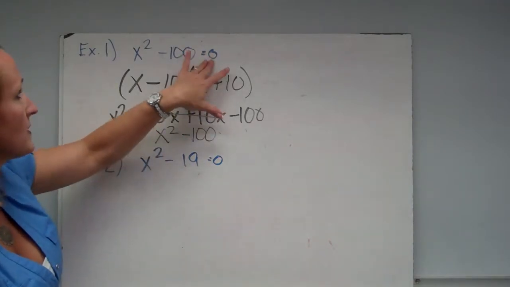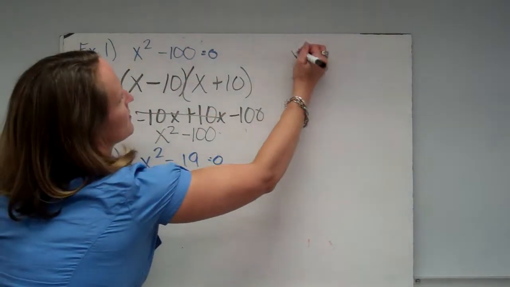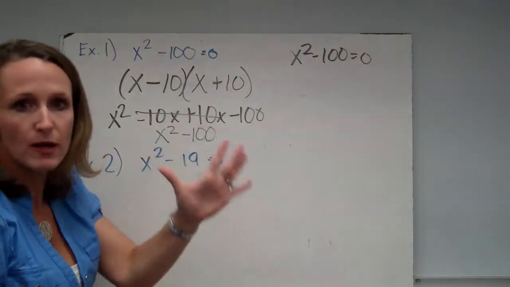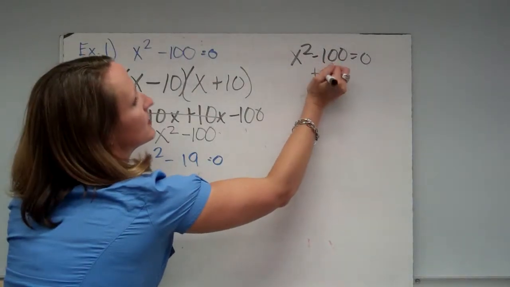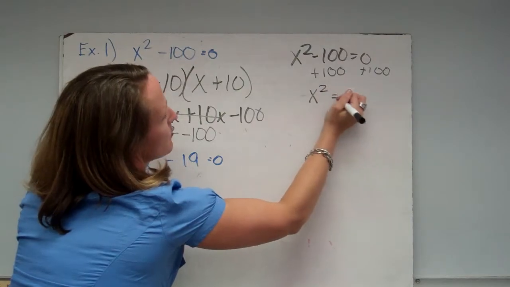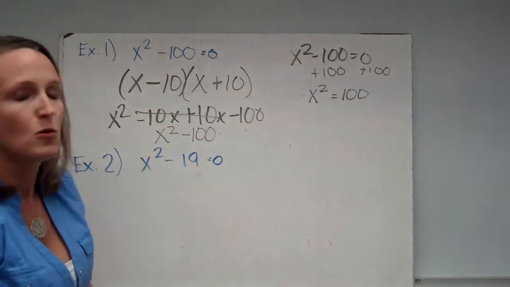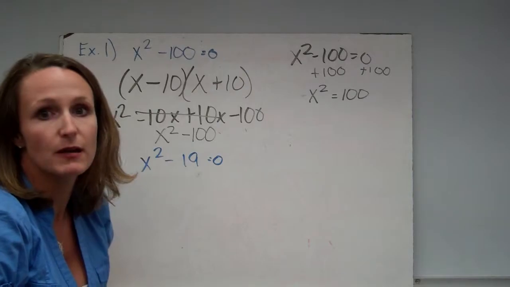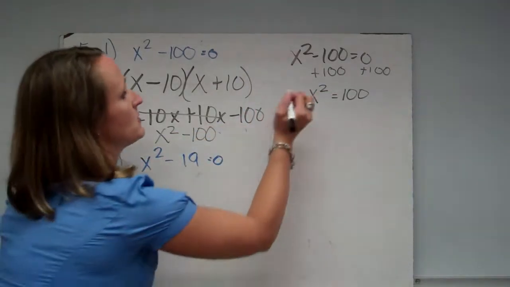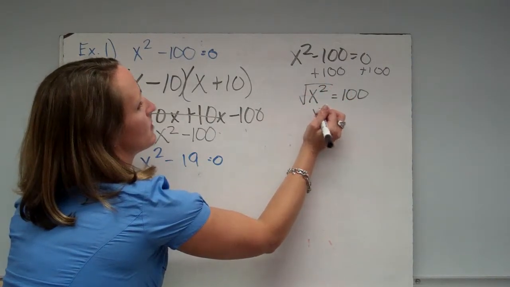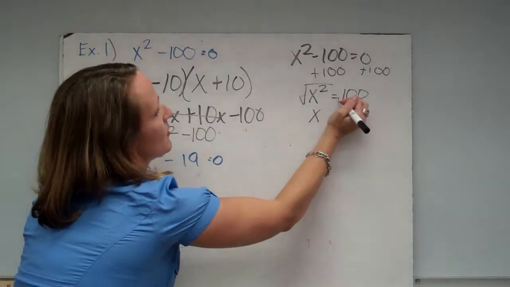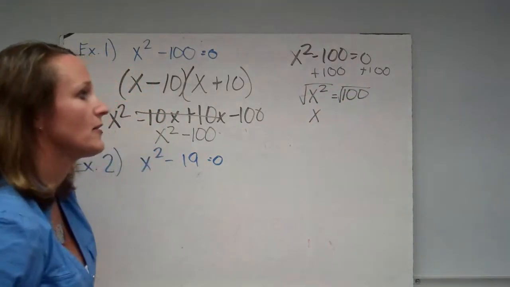Well, instead of having x squared minus 100 equals 0, we're going to move our 100 to the other side and make it x squared equals 100. Now we have a simple algebraic equation, which we know how to solve. We have x squared, we want x. What are we going to do? Take the square root. We have 100 on this side. We took the square root on one side. Whatever we do to one side of an equation, we do to the other.